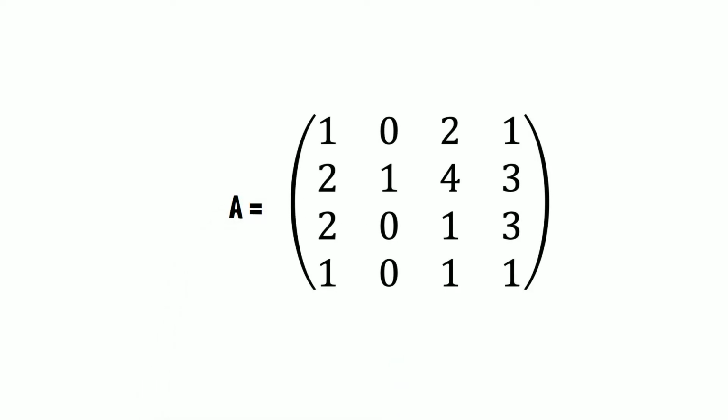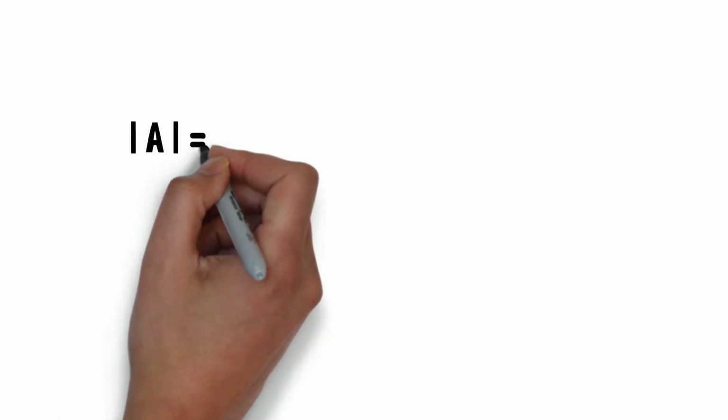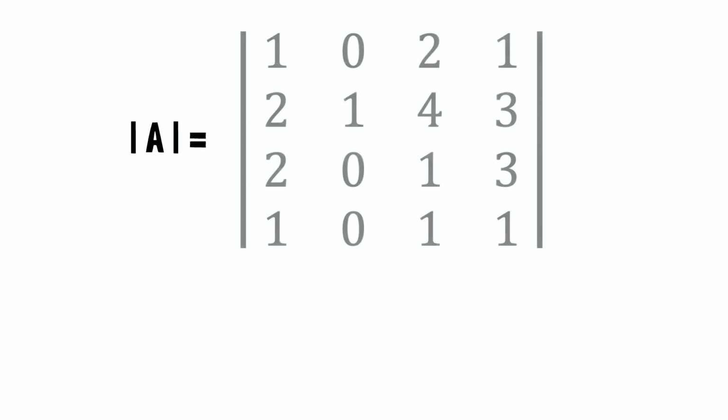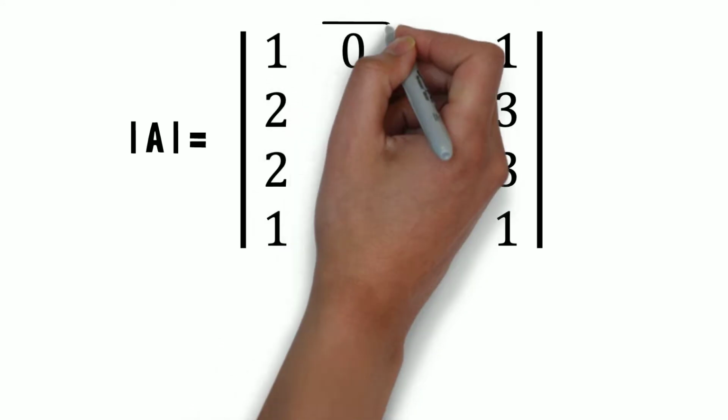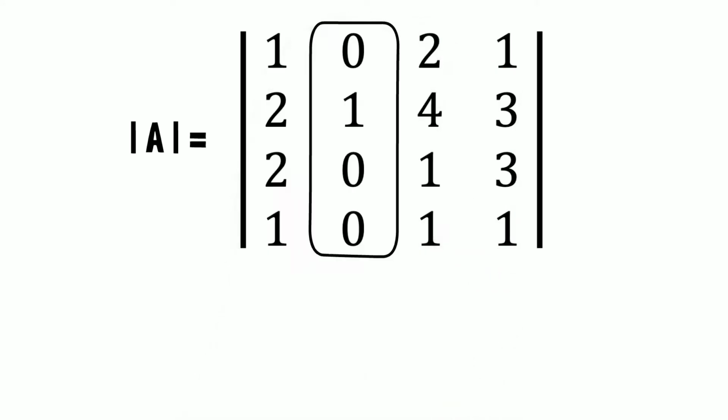On your screen you can see matrix A with entries 1, 0, 2, 1, 2, 1, 4, 3, 2, 0, 1, 3 and 1, 0, 1, 1. Now we want to find the determinant of A using cofactor expansion. We can choose any row or any column to do this. If we have a closer look at the matrix on your screen, we can see that column 2 consists of 3 zeros. We will choose this column because it will make things easier later on.